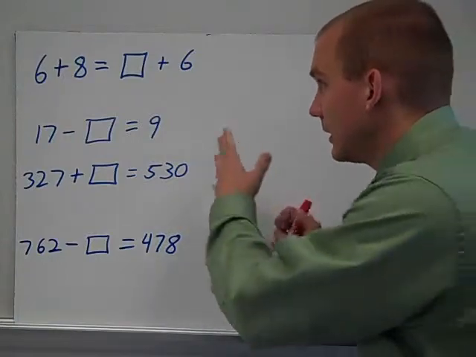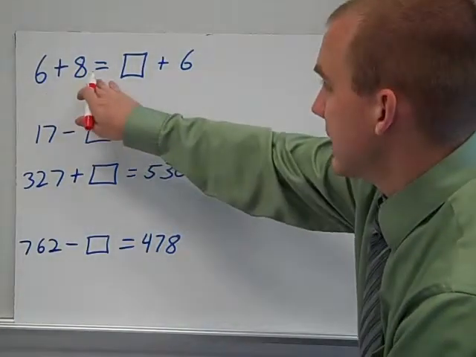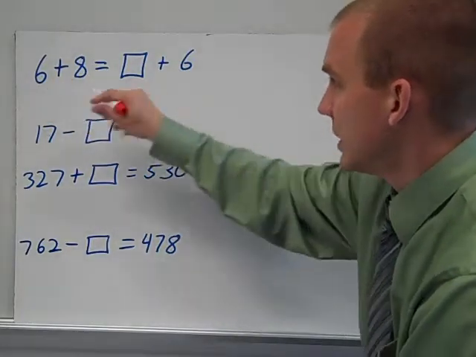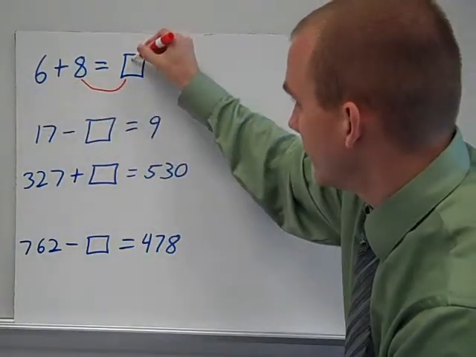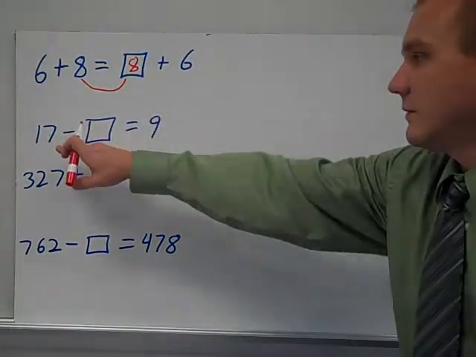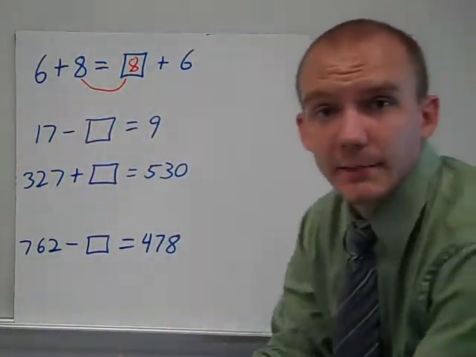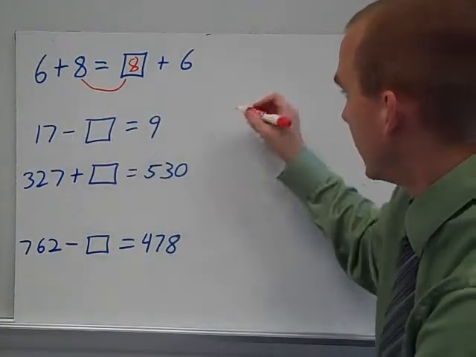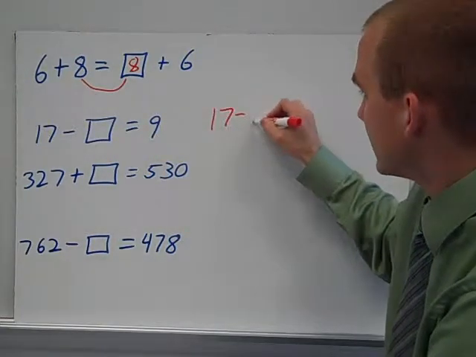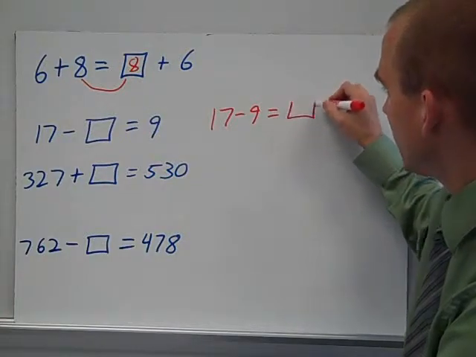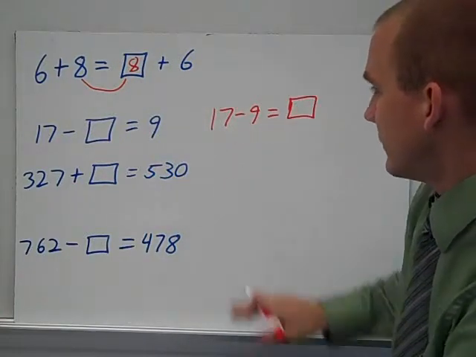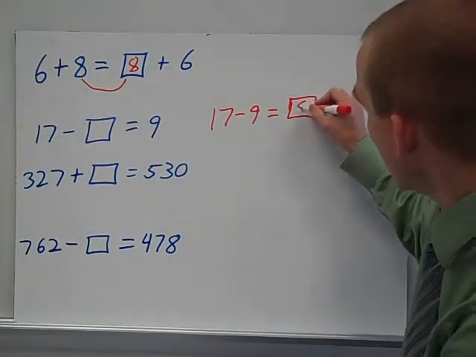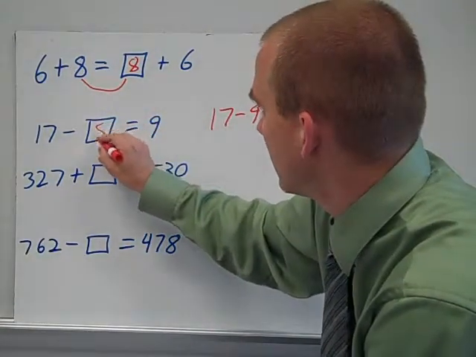Okay. Let's go through these. 6 plus 8 equals blank plus 6. This is the simplest one because all it does is change the order, so the 8 just comes on over: 8 plus 6. 17 minus blank equals 9. This is one where you have to use the fact family and switch the 9 and the blank. So you end up with 17 minus 9 equals blank. And you can solve 17 minus 9, which equals 8. And your blank is 8.